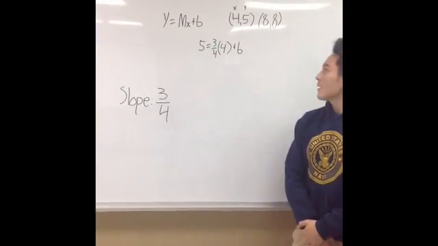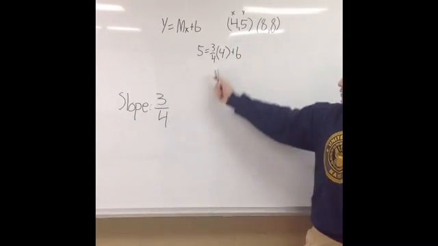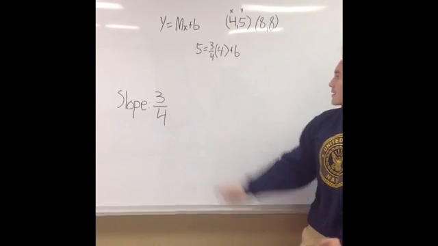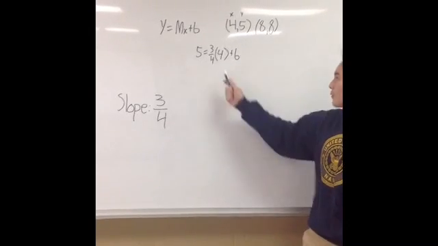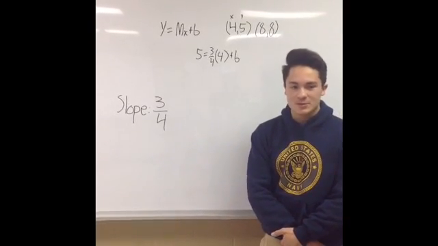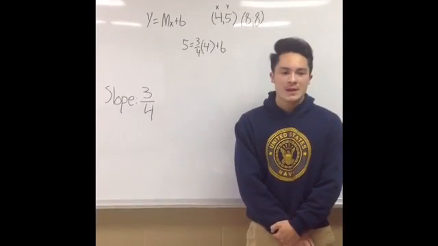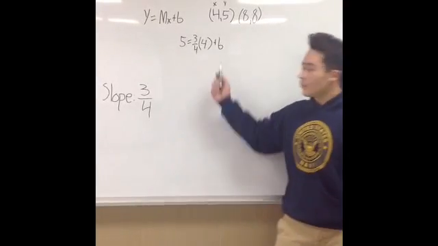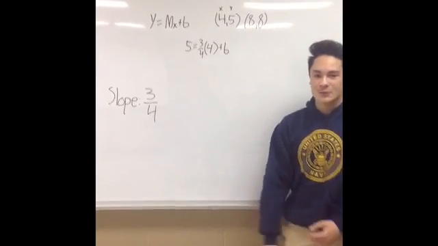5 is my y, right here. 3/4, which is my slope, is my m. And 4, which is my x, is in for my x in my y equals mx plus b equation. Now we have to solve for b, the y-intercept. 3/4 times 4 is 3.